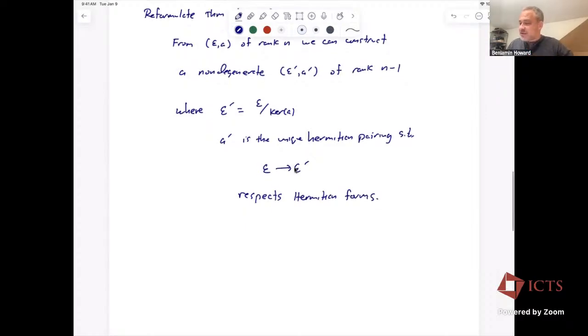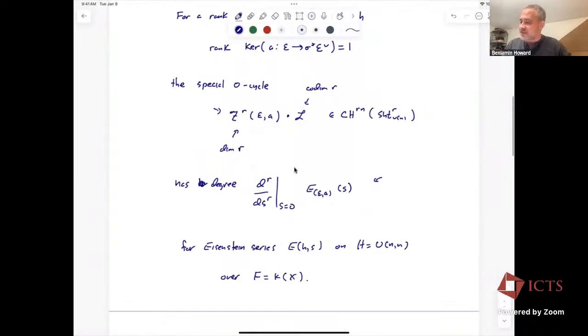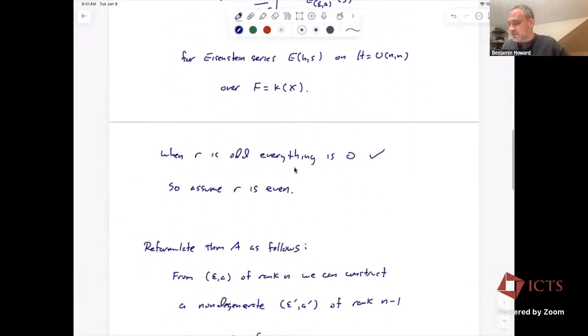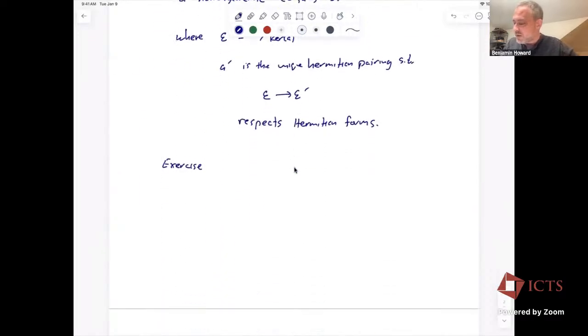Okay, and now here's an exercise. What is this naive special cycle that's determined by the pair EA? Well, we're supposed to take E and map it into some UN Shtuka, which is some chain of self-dual Hermitian vector bundles of rank n. Well, any map from E into some Shtuka factors uniquely through this quotient.